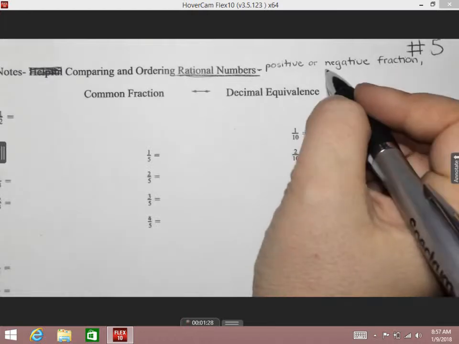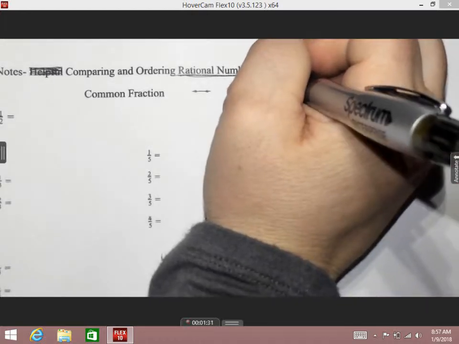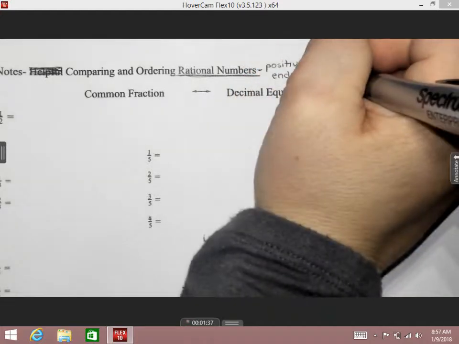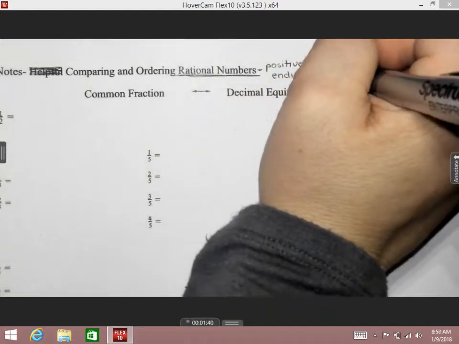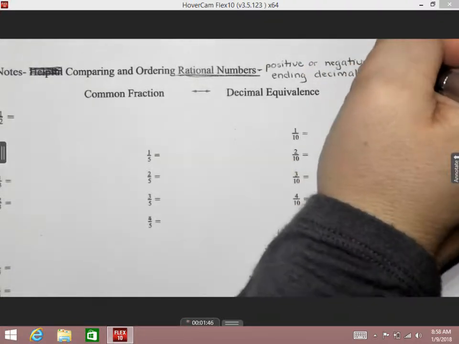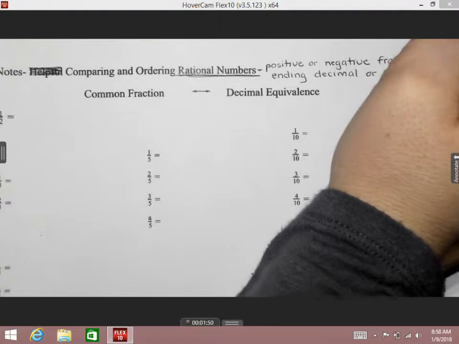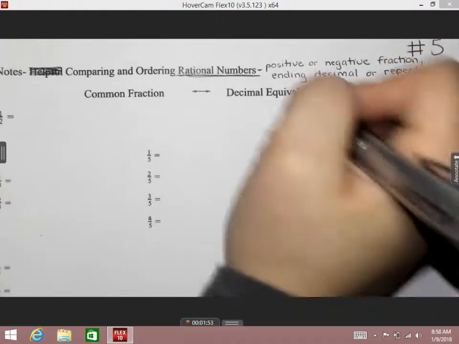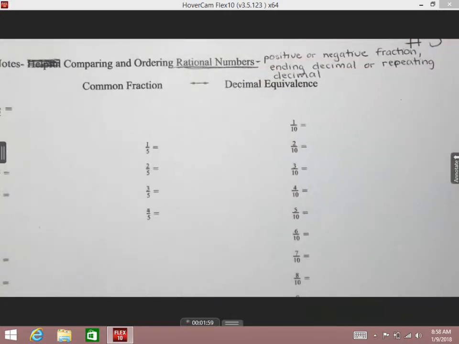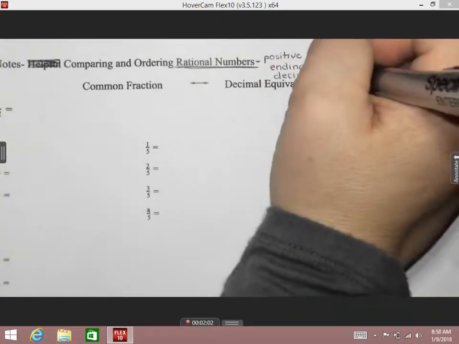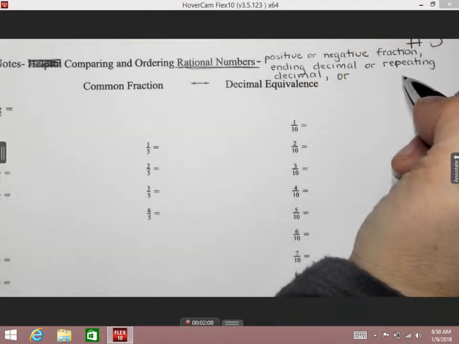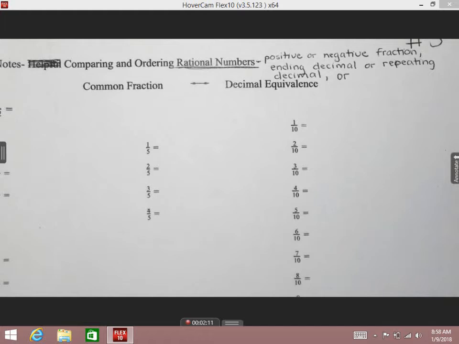So when we're talking about the decimals, for a positive or negative fraction, the decimal has to end, so an ending or terminating decimal. We defined that 9 weeks ago. And again, the technical word is terminating decimal or repeating decimal. Okay, a positive or negative fraction, ending decimal or repeating decimal. So it can be a fraction, a decimal, or also whole numbers.